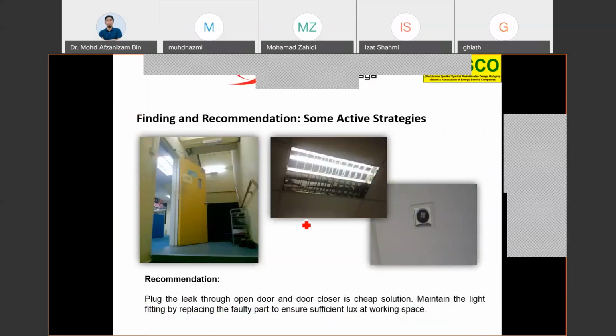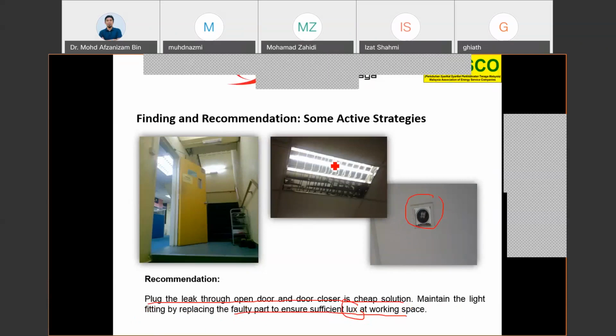Okay, the final recommendation activity: maintain the light fitting at a suitable level to ensure sufficient light. The lighting is about the illuminance, how clearly you can see all the things or work related to the working environment. Okay, so this thing.